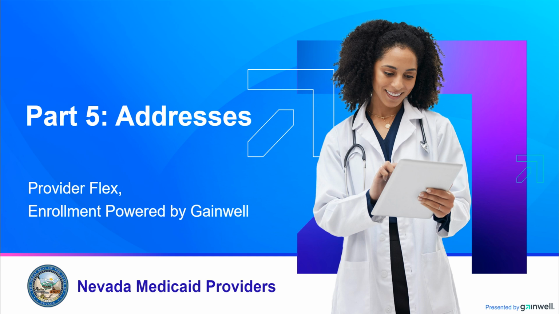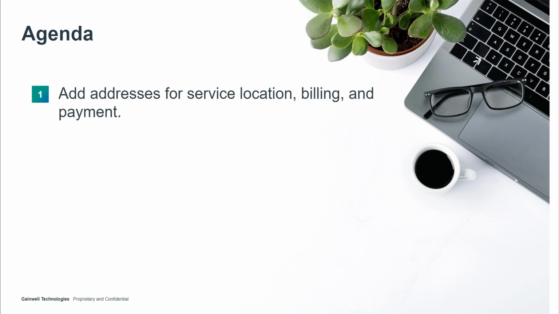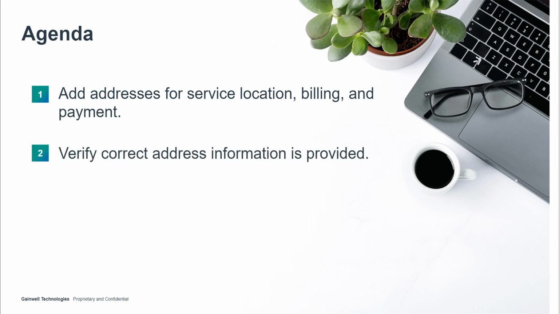This video will cover the addresses portion of the provider enrollment application. More specifically, provider addresses identify each location where a provider performs services, as well as locations that are used for billing and payment. This video will demonstrate how an address can be added for each address type. Next, verification of the entered addresses will be shown. Lastly, this video will discuss address requirements for the provider enrollment application.